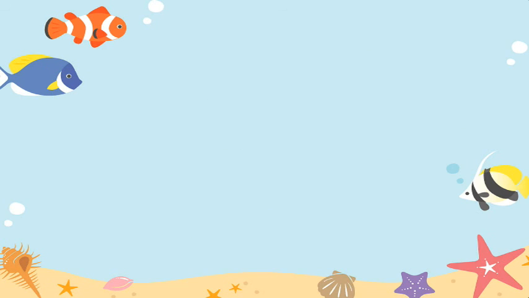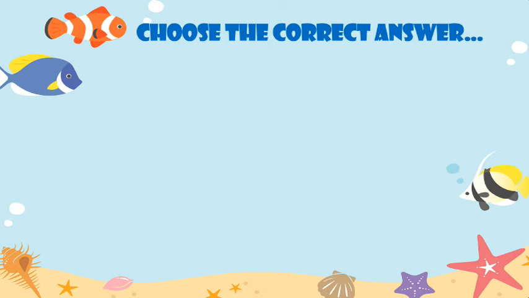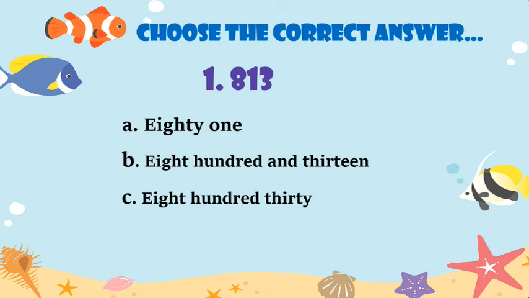Students, now let's look at your second activity. In this activity, you have to choose the correct answer. This is question number 1. 813. Is this number in figure or what? Yes, this number is in figure. Here are the words, and you have to choose the correct word from here. Okay, are you ready, students? Okay, now your time is start.